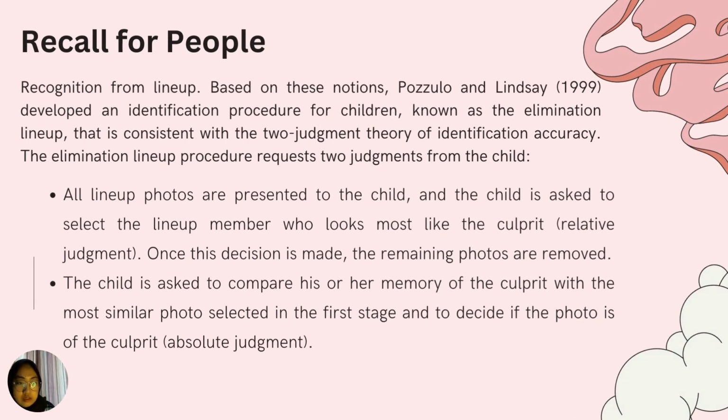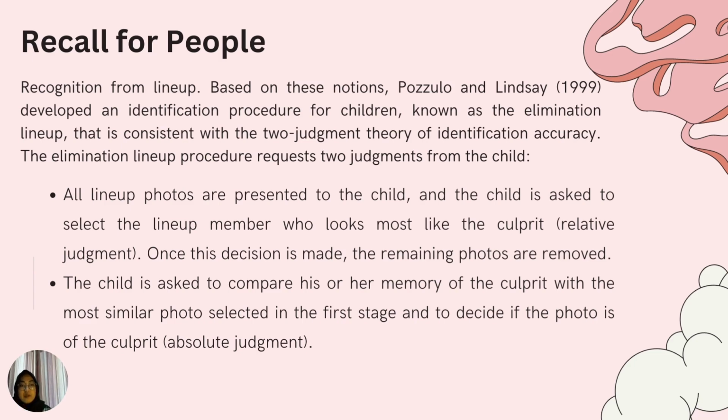And lastly, there is recall for people. A recall for people involves recognition from a lineup. And based on this notion, Pozzulo and Lindsay in 1999 developed an identification procedure for children known as the elimination lineup that is consistent with the two-judgment theory of identification accuracy.